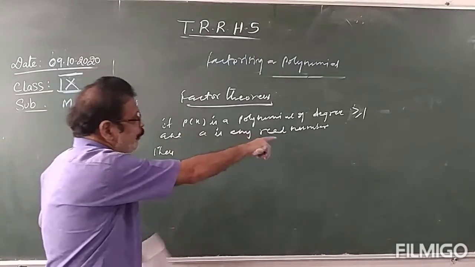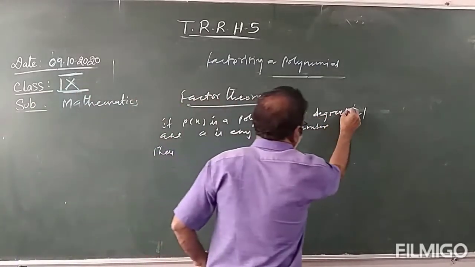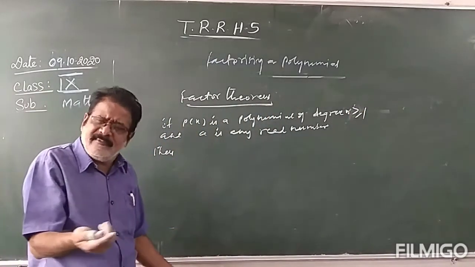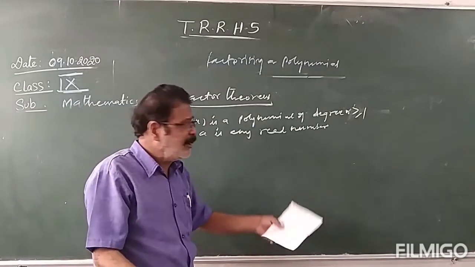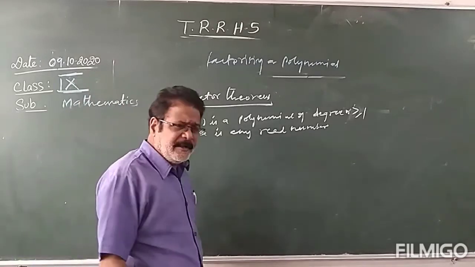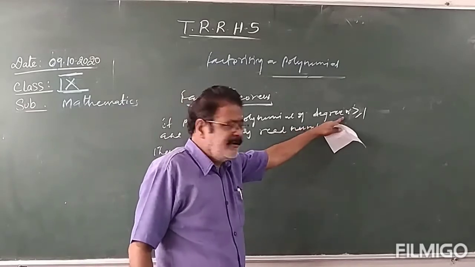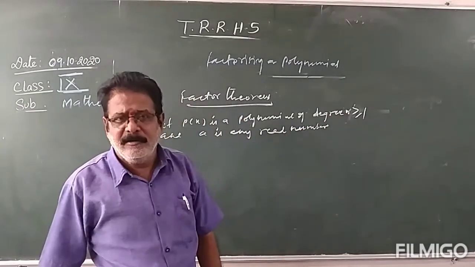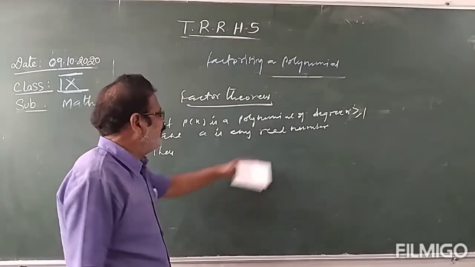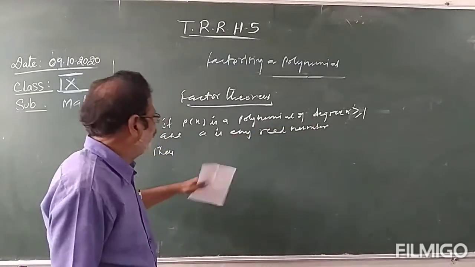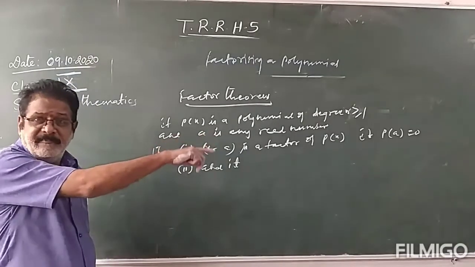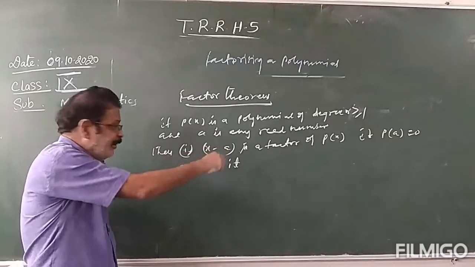If P of x is a polynomial of degree n, n should be greater than or equal to 1. Degree means the highest power. If we take 5, it is greater than 1, and if we take 6, it is greater than 1. So the degree n of the polynomial should be greater than or equal to 1, and a is any real number.